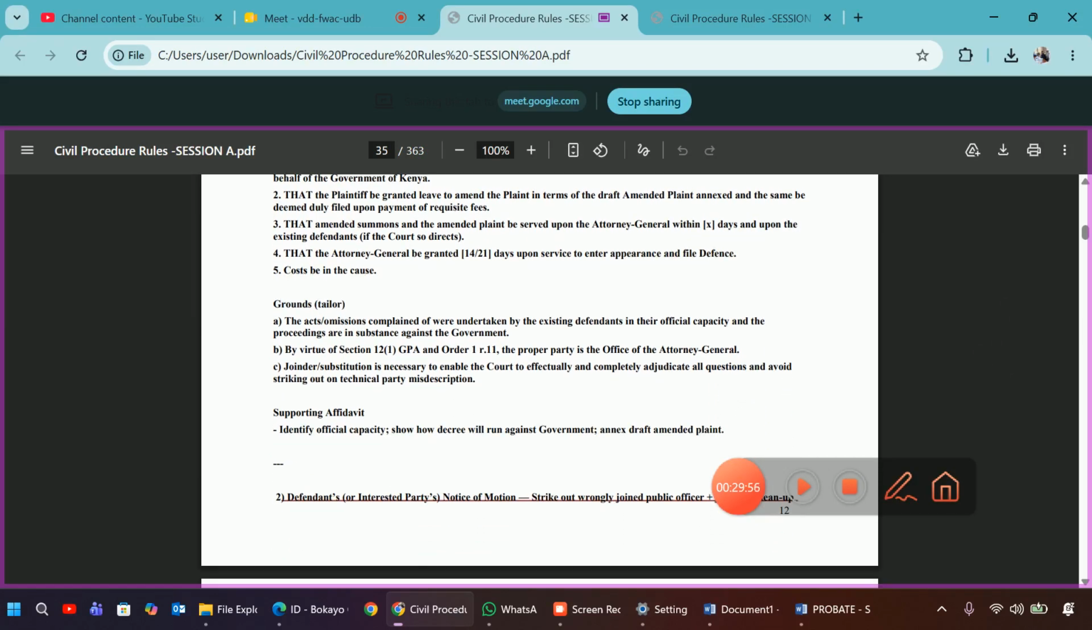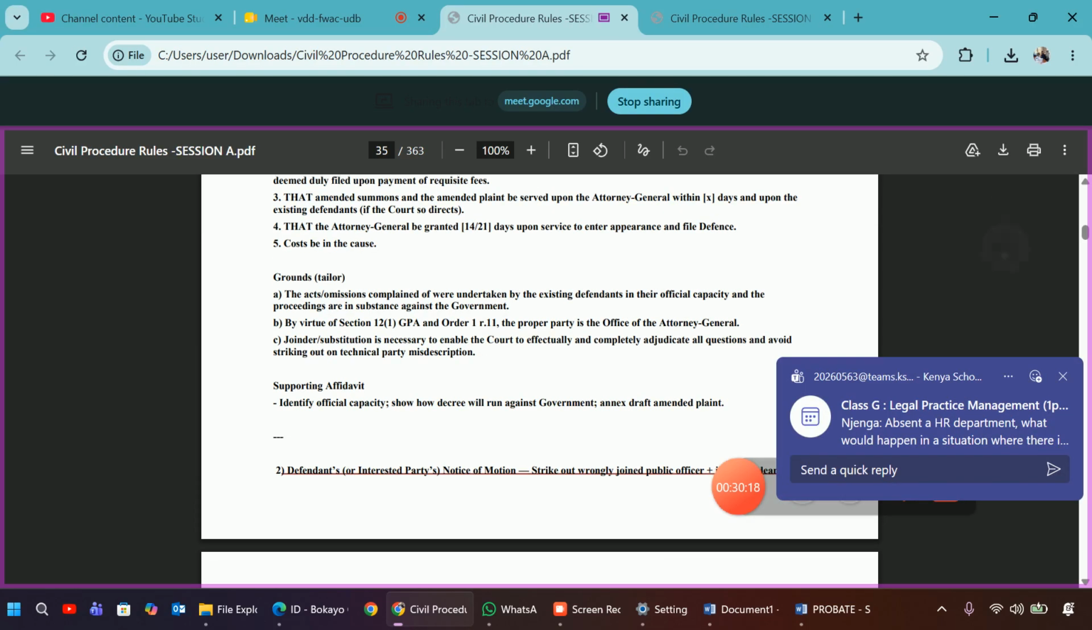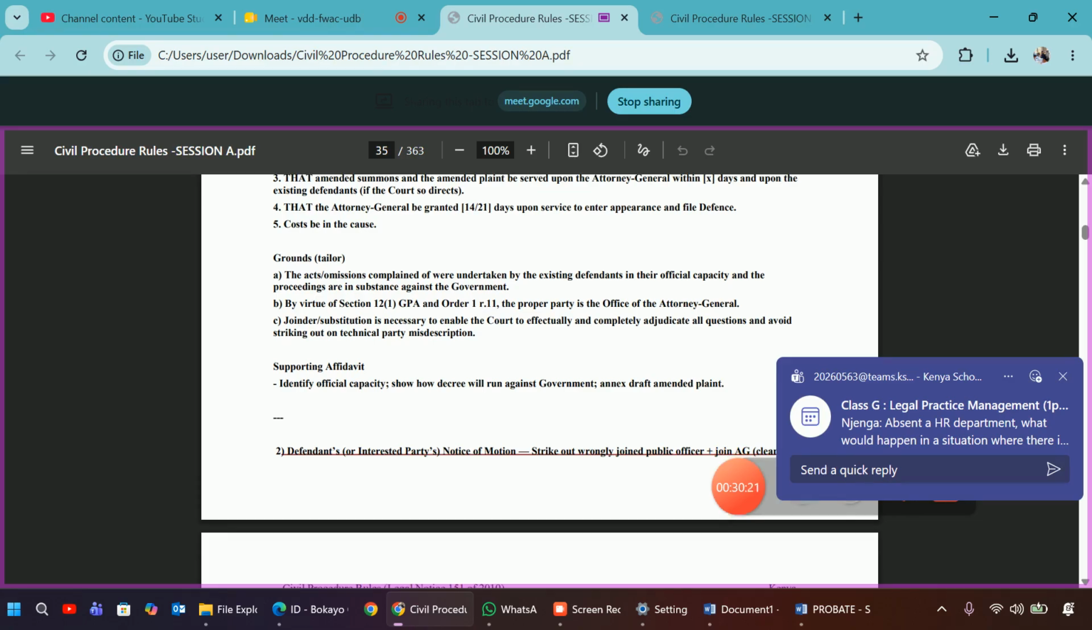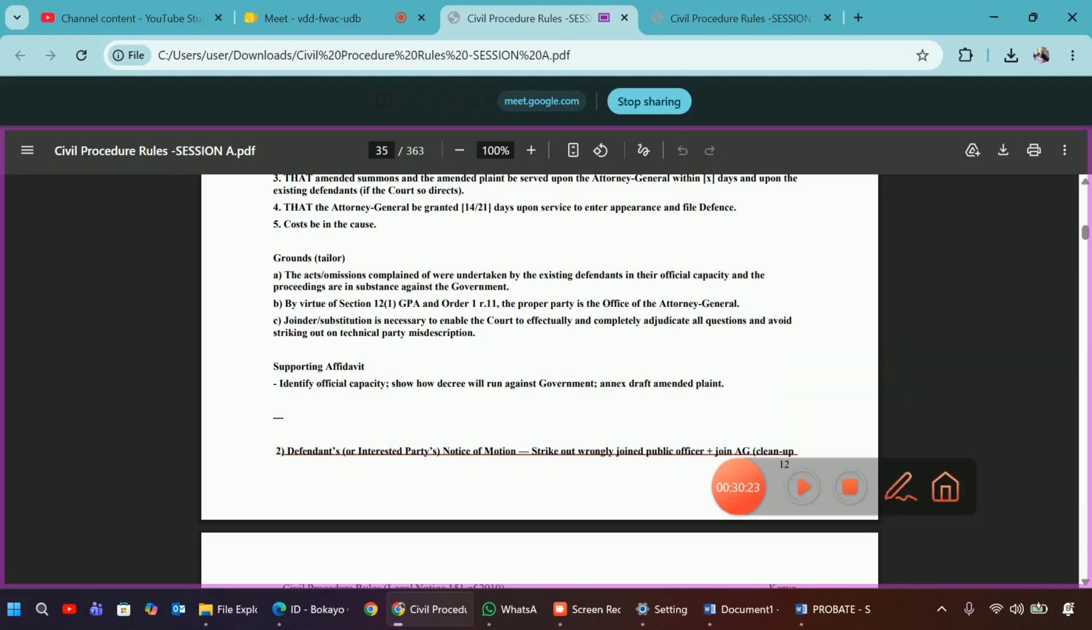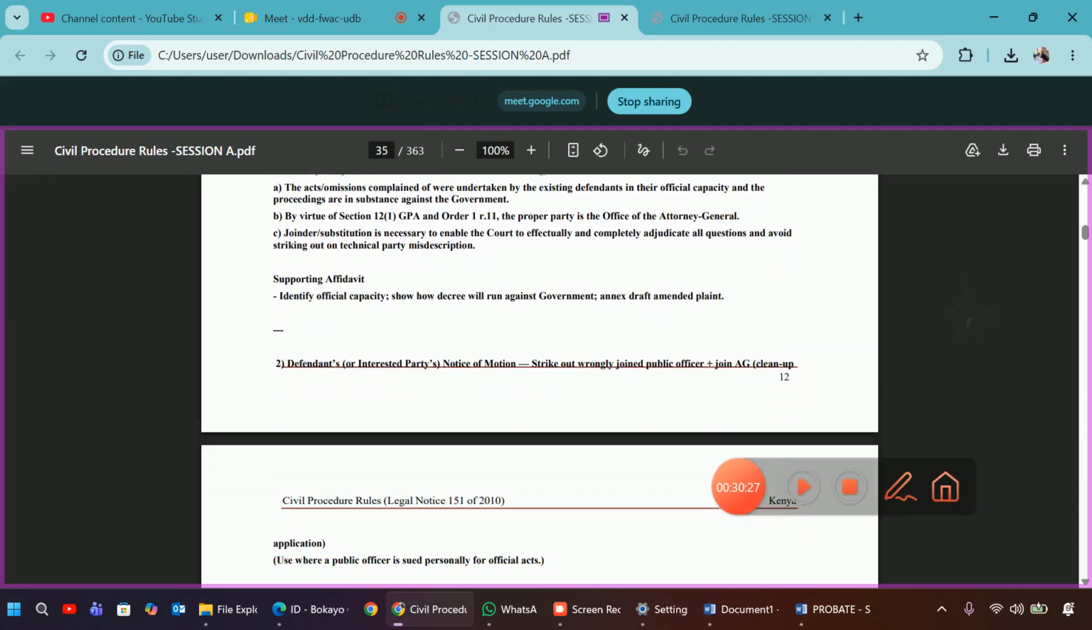Then, what are the grounds? The acts or omissions complained of were undertaken by the existing defendants in their official capacity, and the proceedings are in substance against the government. Then, by virtue of Section 12 of the GPA and Order 1, Rule 11, the proper party is the office of the Attorney General. Then, joinder or substitution is necessary to enable the court to effectually and completely adjudicate all questions arising in this suit. And then, in the supporting affidavit, you can identify the official capacity of this person or entity, show how the decree will run against the government, and annex the draft amended plaint.